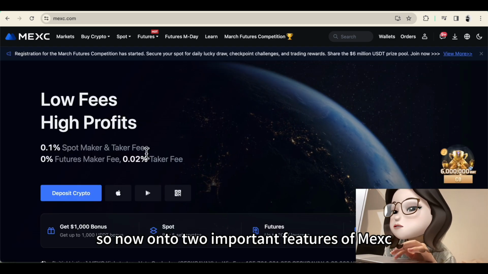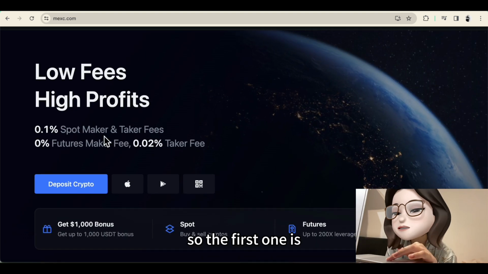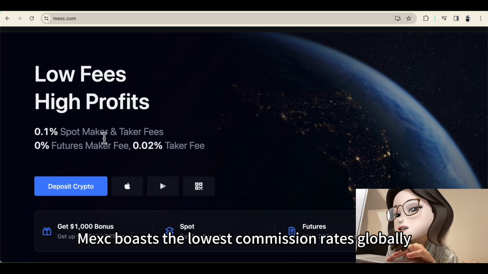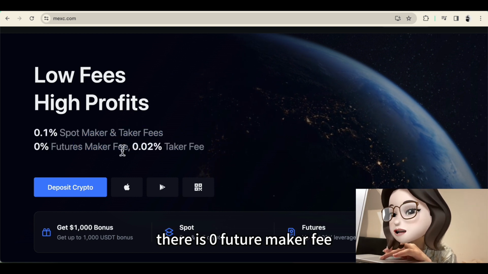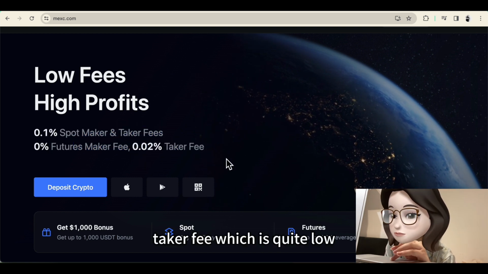Now on to two important features of MEXC. The first one is that MEXC boasts the lowest commission rates globally. As we can see here, there are 0 futures maker fees and only a 0.02 taker fee, which is quite low.